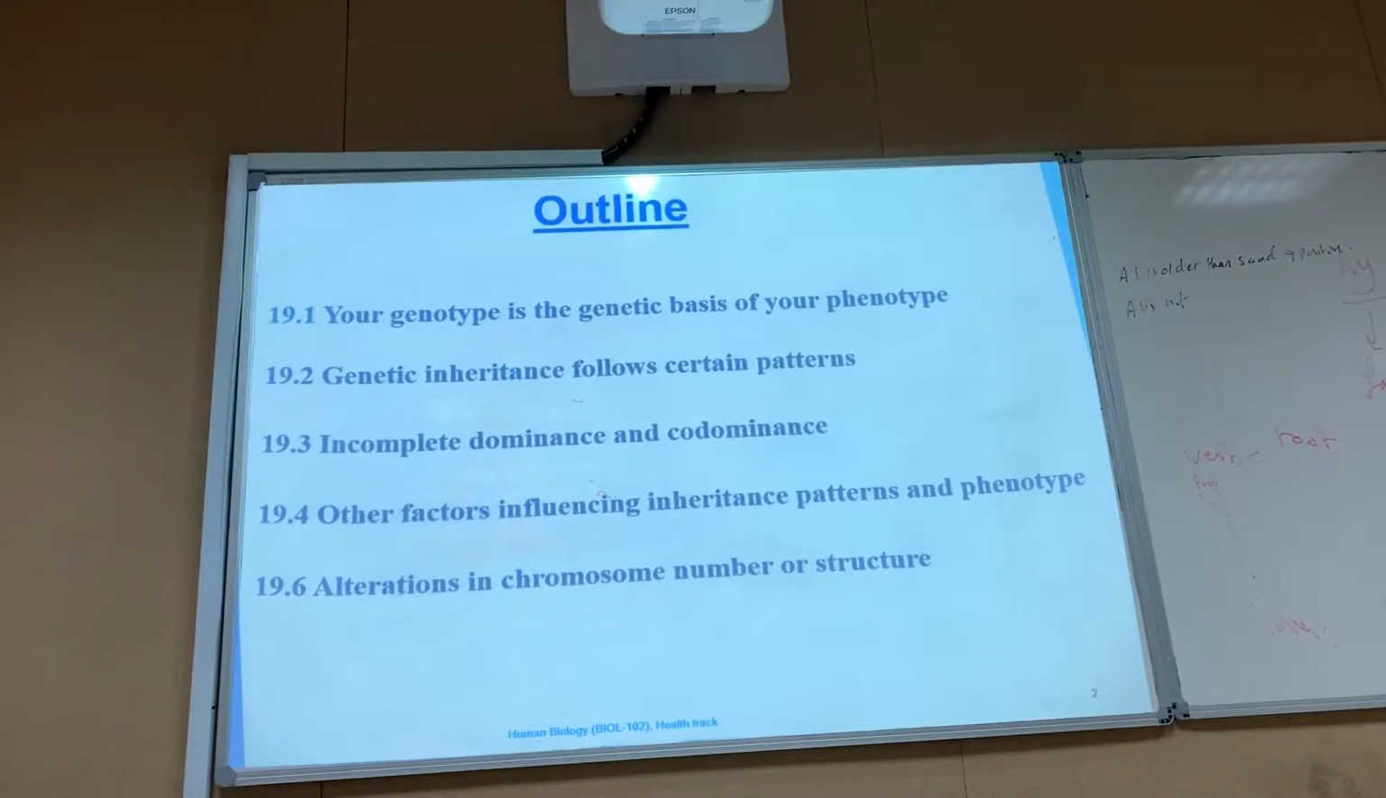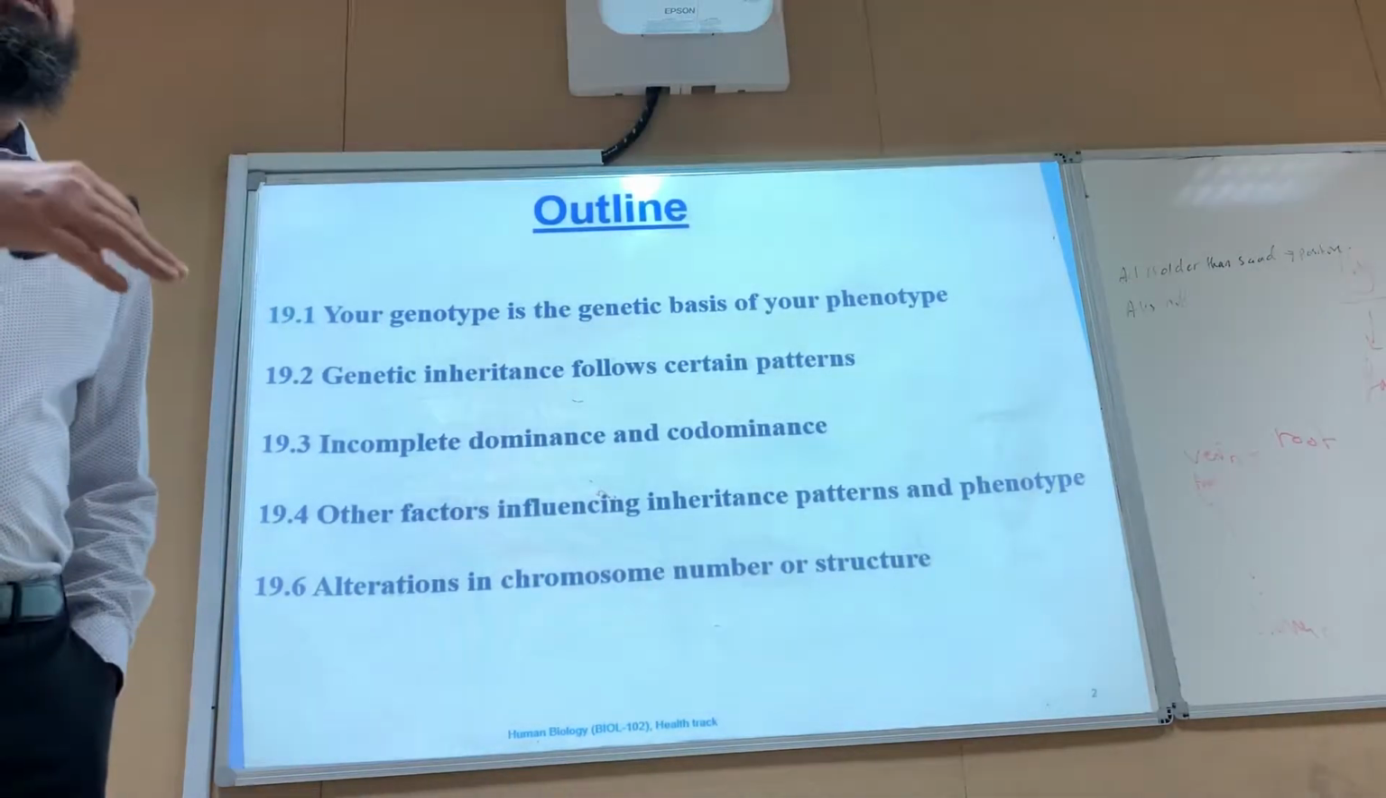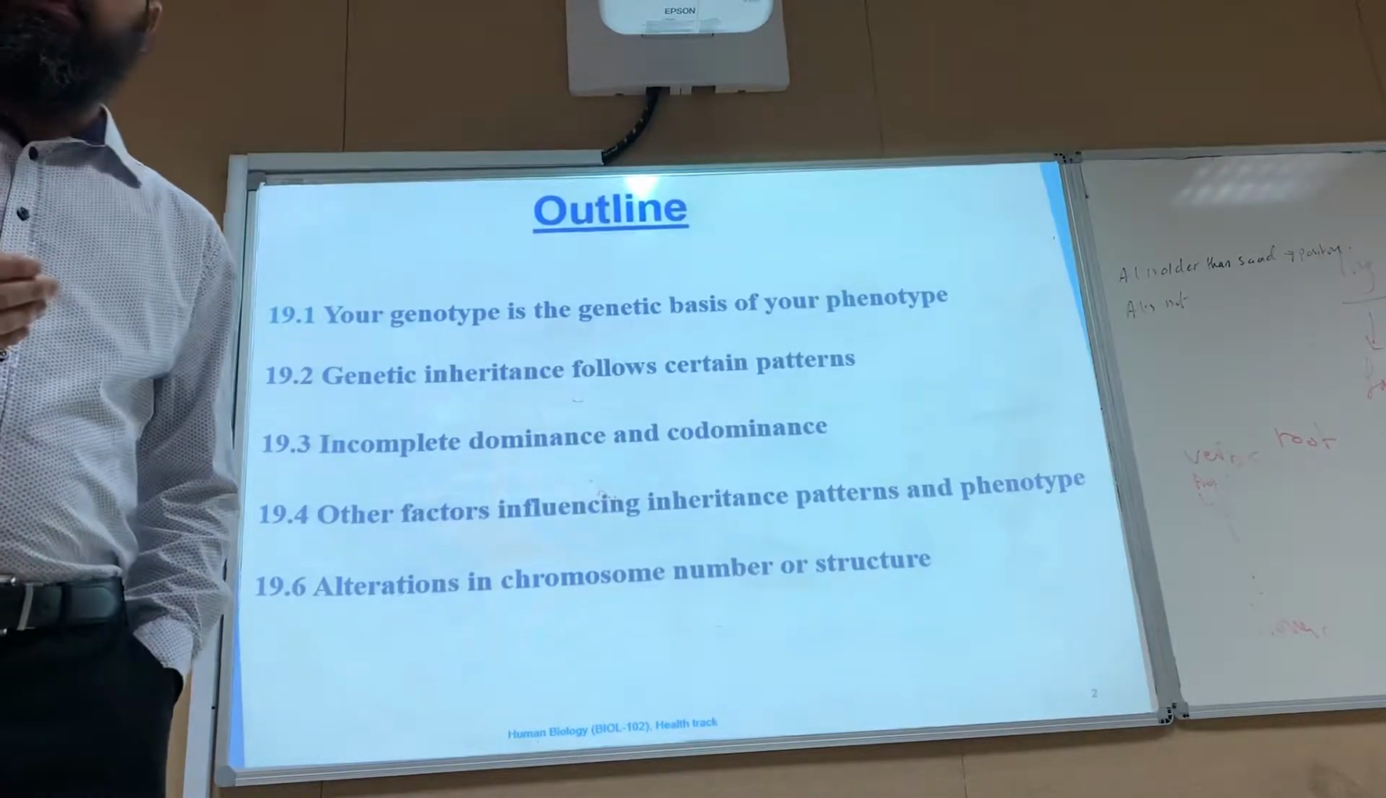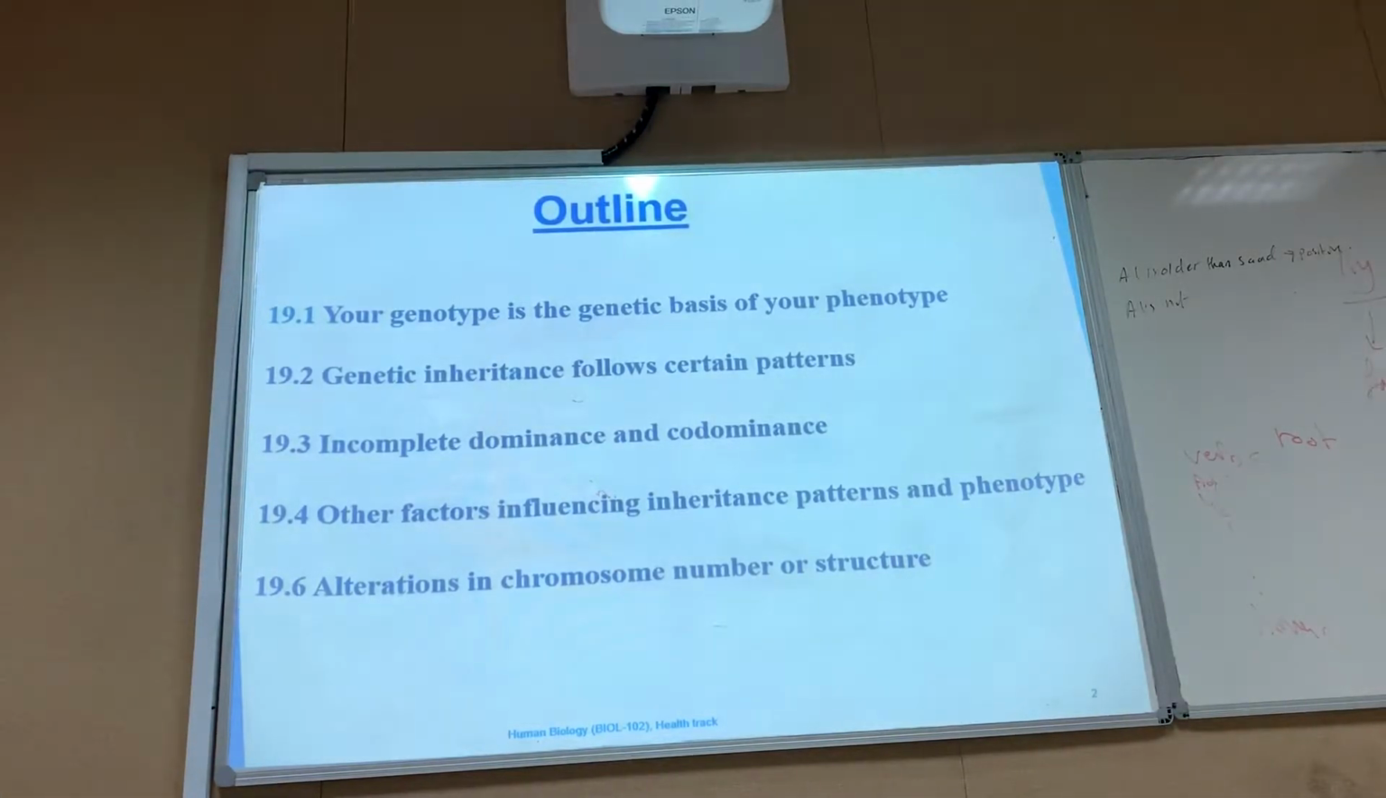So this chapter covers 19.1 to 19.4 and then 19.6, okay? So we'll look at what we just discussed, how your genotype is the basis for your phenotype. Genotype is the genetic makeup, while the phenotype is the physical appearance. We don't necessarily always see it, because blood type, for example, is a case where you don't see the phenotype, okay?